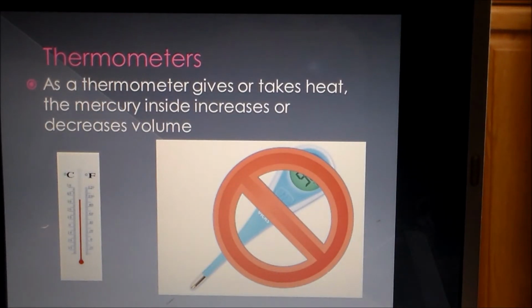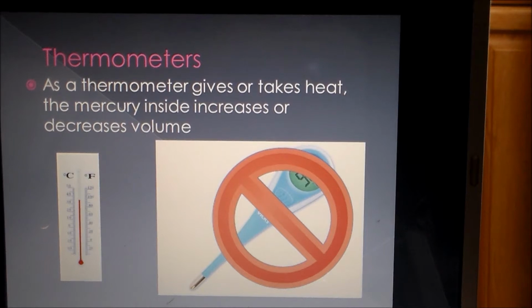The book briefly mentioned thermometers, so I'll just go over how they work. As a thermometer gives or takes heat, the mercury inside increases or decreases in volume. Now this, of course, doesn't take into account modern-day thermometers that are electronic, because they don't have any mercury inside them.